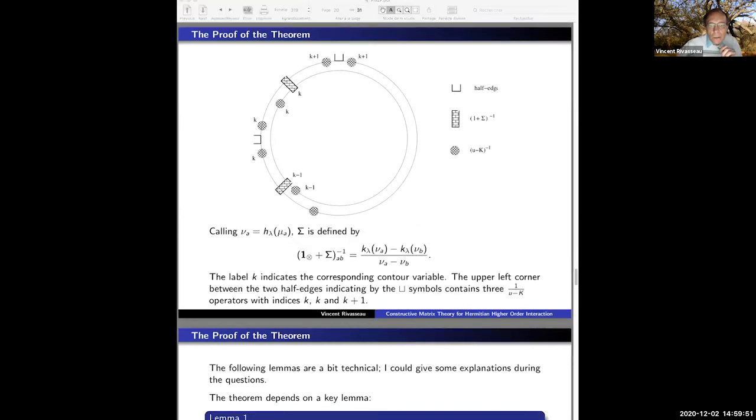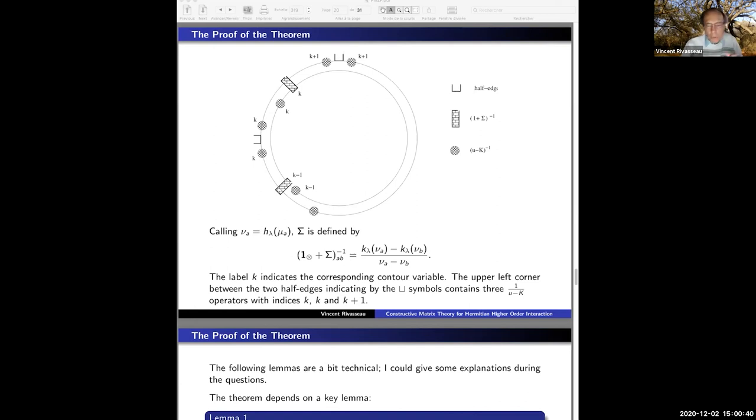Now, calling nu A equals H of mu A, sigma is defined by 1 plus sigma to the power minus 1 equals K of nu A minus K of nu B over nu A minus nu B. The label K indicates the corresponding contour variable.